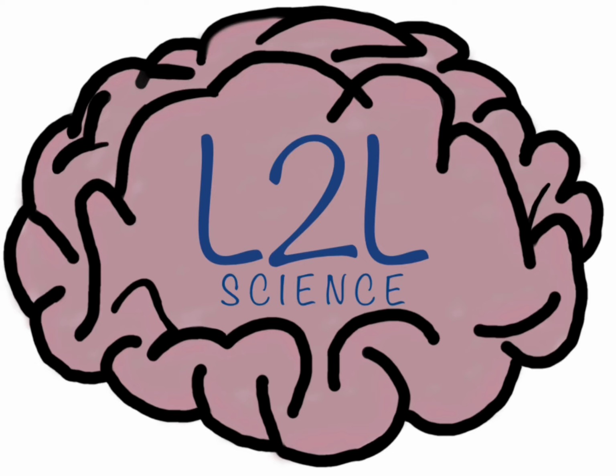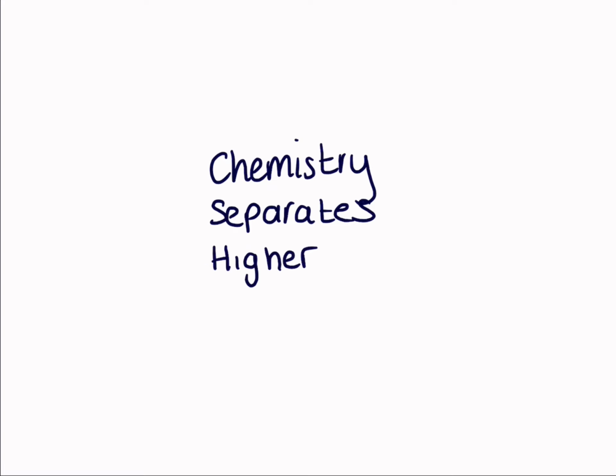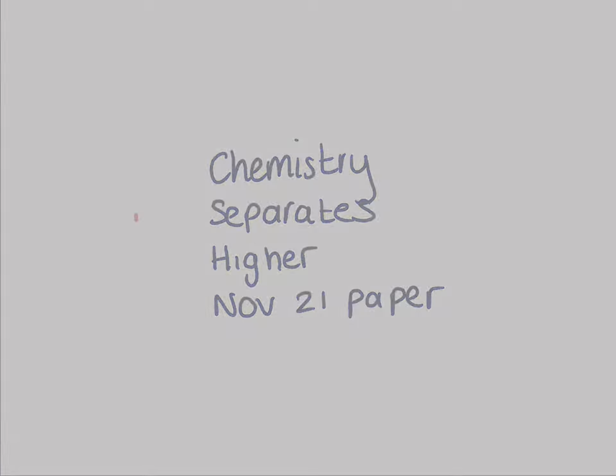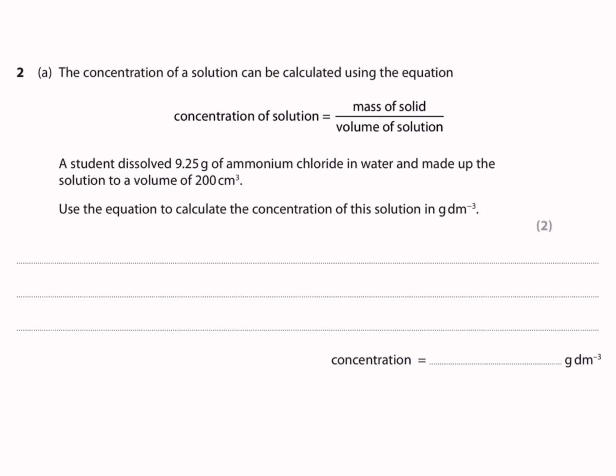Today we're going to do a past paper review of Chemistry Separates Higher, the November 2021 paper, which is when it was released, and it's going to be paper 2. To use this video effectively, please make sure you pause and try the questions before we go through them. So let's get on with question 2.